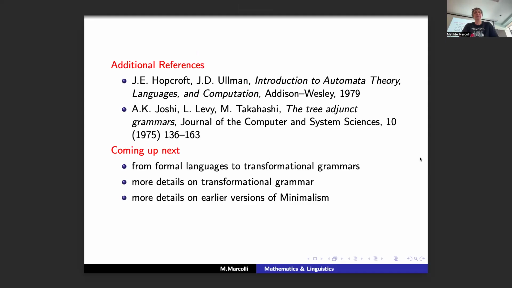Okay, so this is pretty much all I want to say about formal languages. Now I want to go a little bit more into detail on how things developed after these models based on formal languages. I mentioned very briefly in my previous class the ideas of transformational grammars and minimalism, and I want to say a little bit more about those now. So let me get to the next.